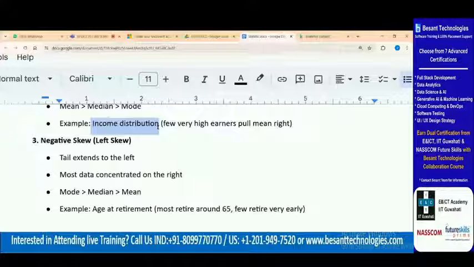I hope you can understand what I'm trying to say. If you're not understanding, let me know. I'm just trying to say that you don't have a symmetrical value in income distribution. Okay.